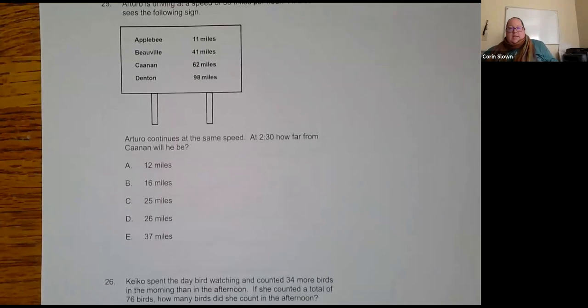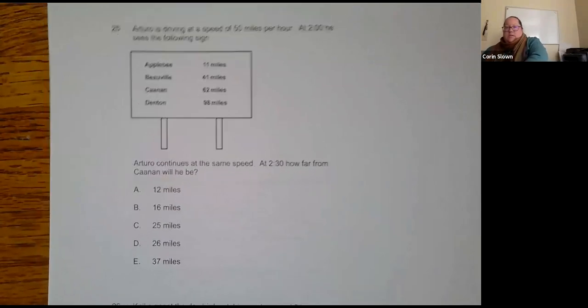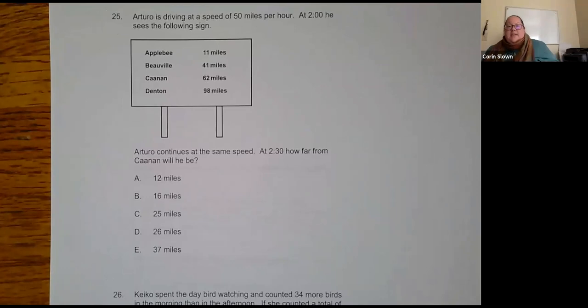Let's take a look at number 25. So Arturo is driving at a speed of 50 miles per hour. At 2, he sees the following sign. Arturo continues at the same speed. At 2:30, how far from Canaan will he be?